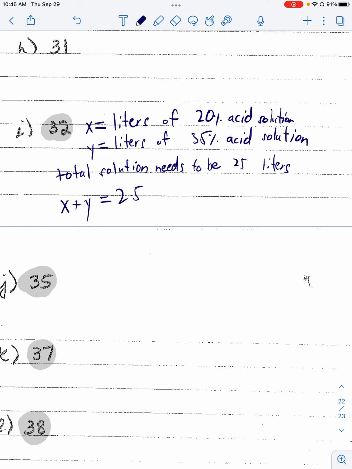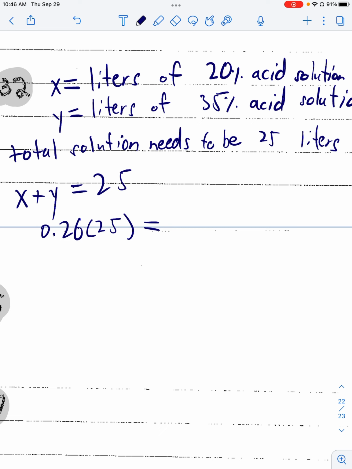Now our second constraint is a little more subtle, but we can see it. We have to have 25 liters of a 26% acid solution. Our solution isn't all acid; some of it's going to be water. So the total amount of acid we want at the end is 26% of 25 liters, or 0.26 times 25. That's the total amount of acid we want in our solution at the end.